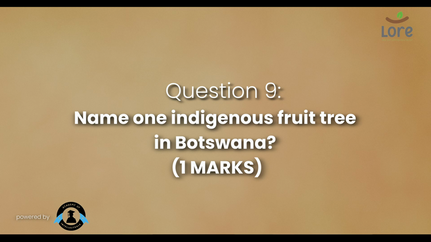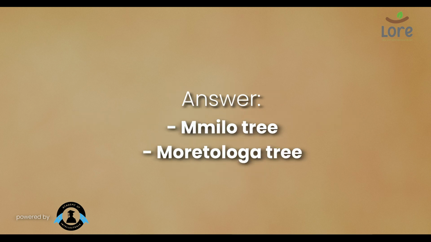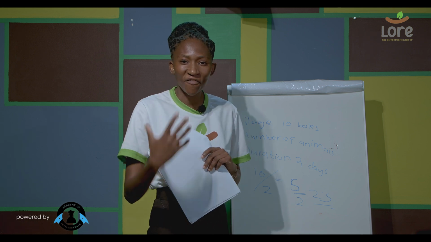Indigenous fruit trees are naturally found in the environment and they grow without human introduction, no involvement of man. So the question is saying, name one indigenous fruit tree in Botswana. Our answer, Mmilo tree, Moretologa tree. And note that it is important, don't just say Moretologa or Mmilo. You have to specify that it is a tree. That's how you earn your marks.